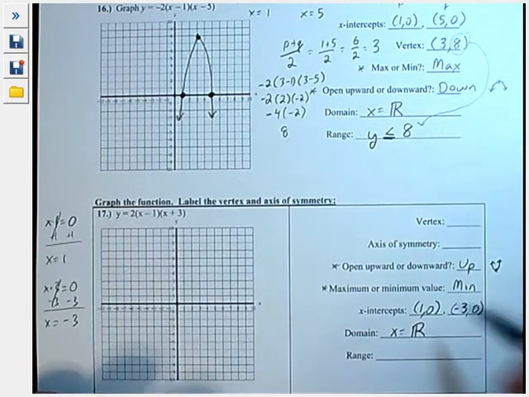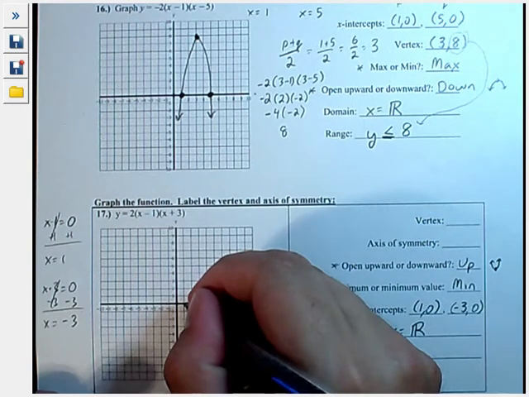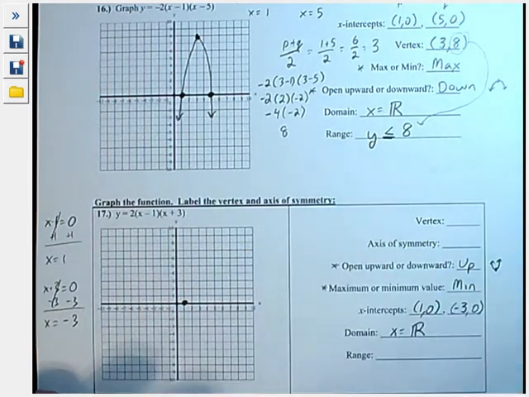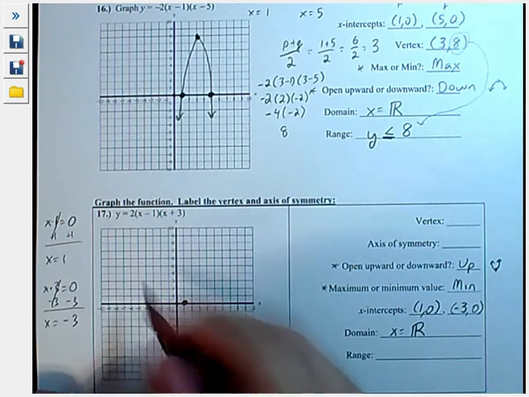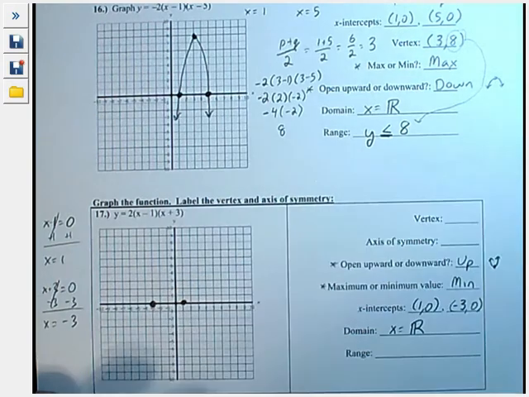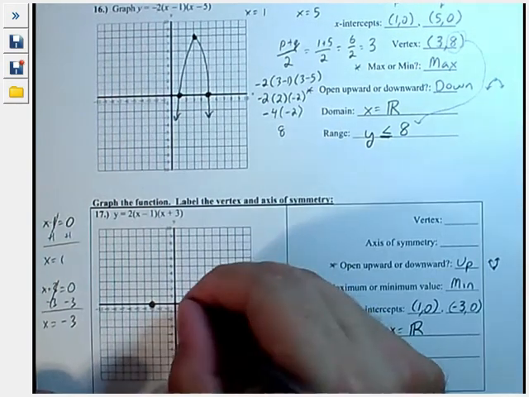We can take 1, 0, put a point there. This is over 1, up 0. Our intercepts are always going to be plotted on this line. Your intercepts should never be up here or down here at all. It should always be on this line. And then negative 3, 0. 1, 2, 3 backwards, and then 0 right there. So those are our two.